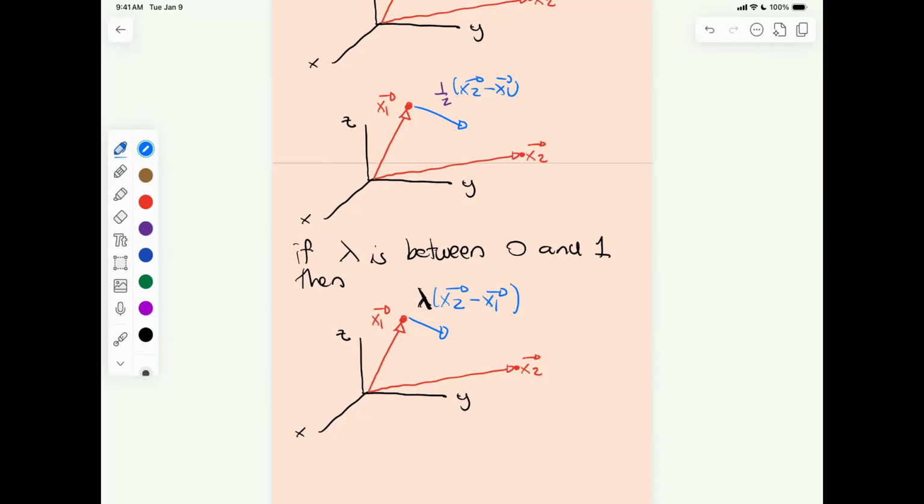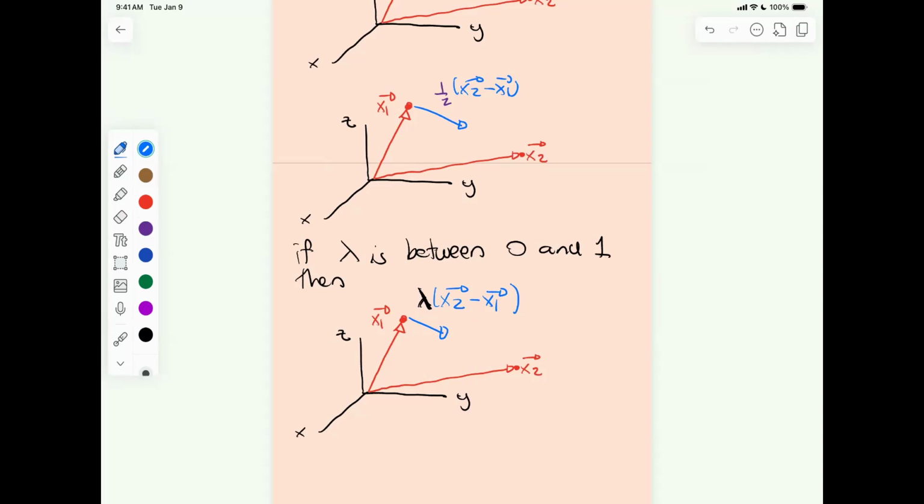For 1/3, you get maybe this. For 3/4, you get this. You have this vector, and the rescaling just shrinks it by a certain amount. Okay? Does that make sense? So far so good. Questions up to this point?